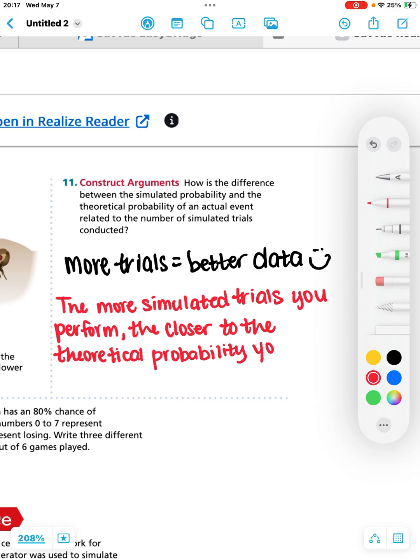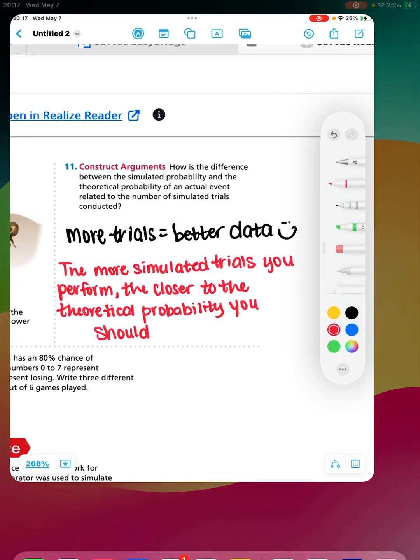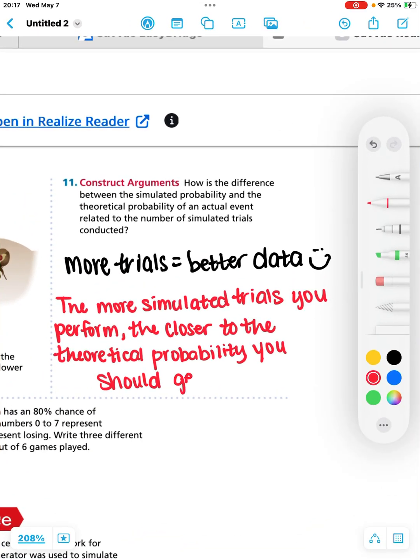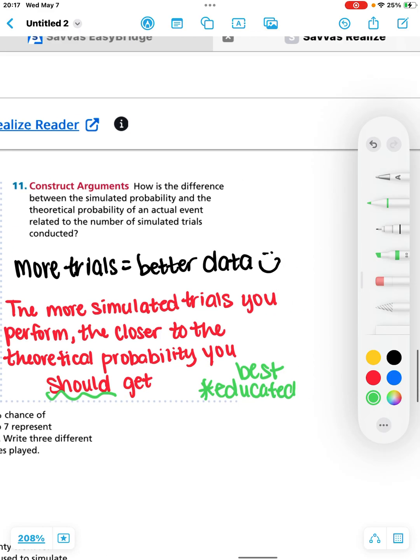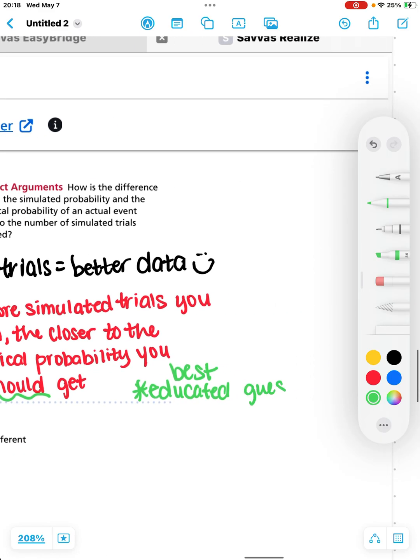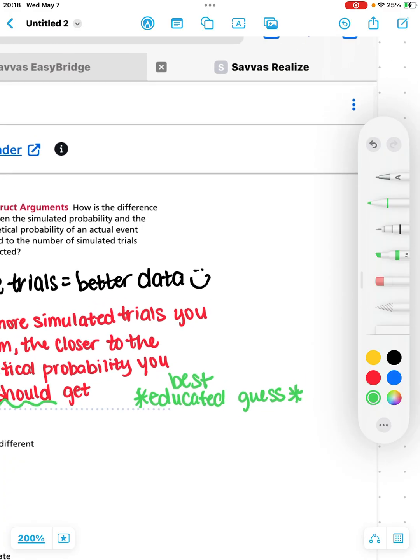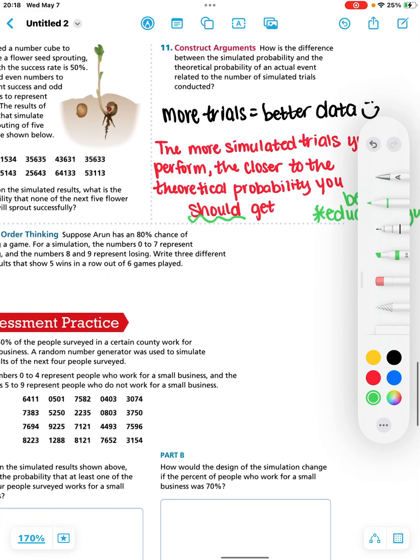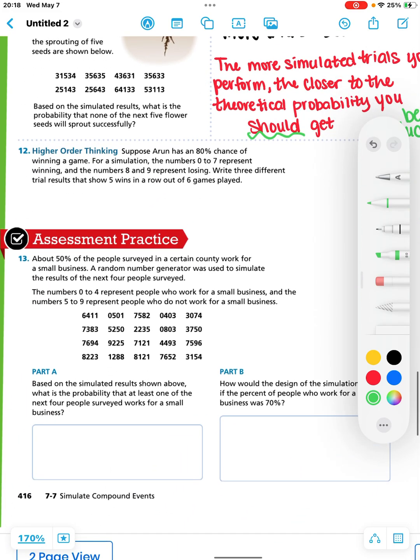And I'm even going to say you should. You should get, and I'm even going to underline that should, simply because it's an educated guess. It's your best educated guess. And that's just kind of how probability is. Unless you have an actual event, you have the facts right in front of you, that's all it is. Best educated guess. That's why I hated probabilities, because I need facts.